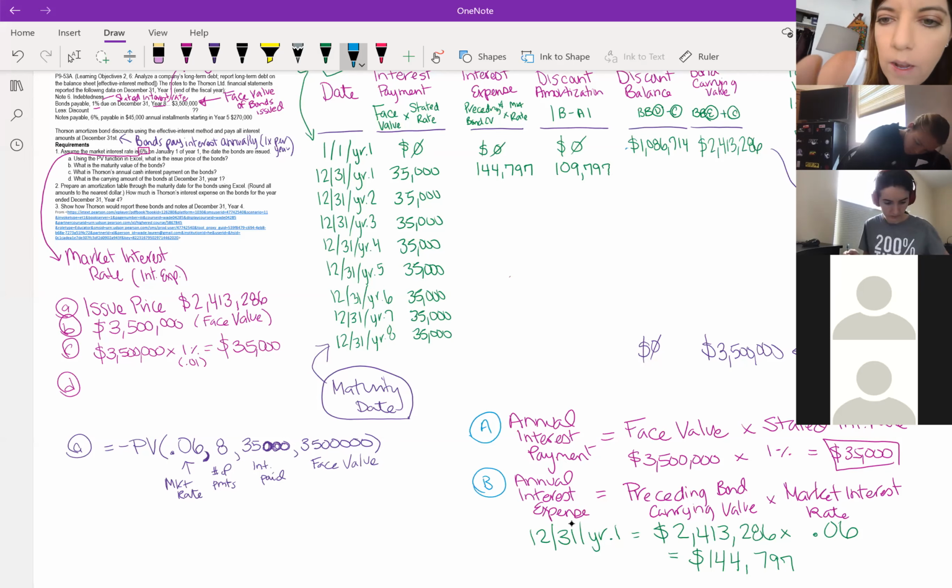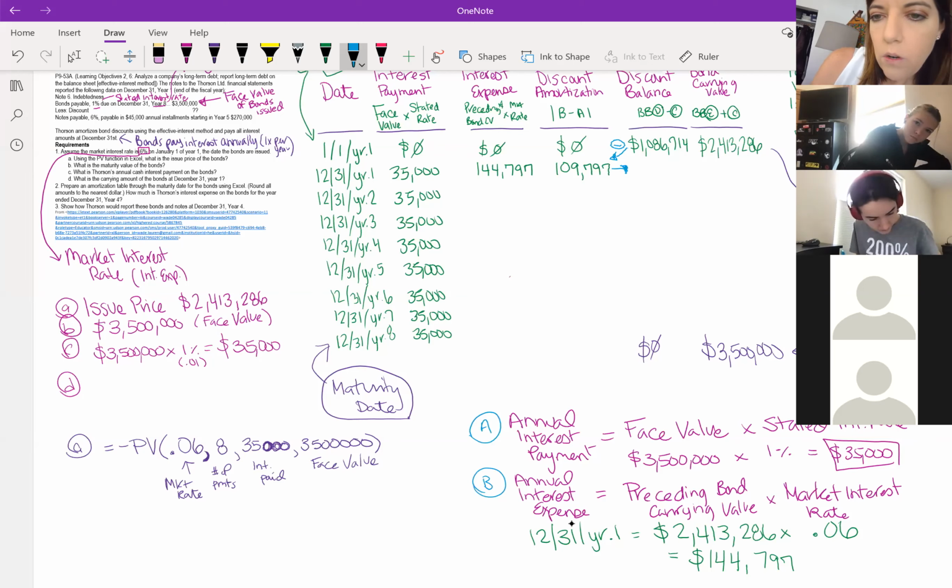And what is going to happen to my bond discount? It's slowly going to be reduced, right? So 1,086,714 with my initial discount balance. I'm going to subtract 109,797 and my new discount balance becomes 976,917.